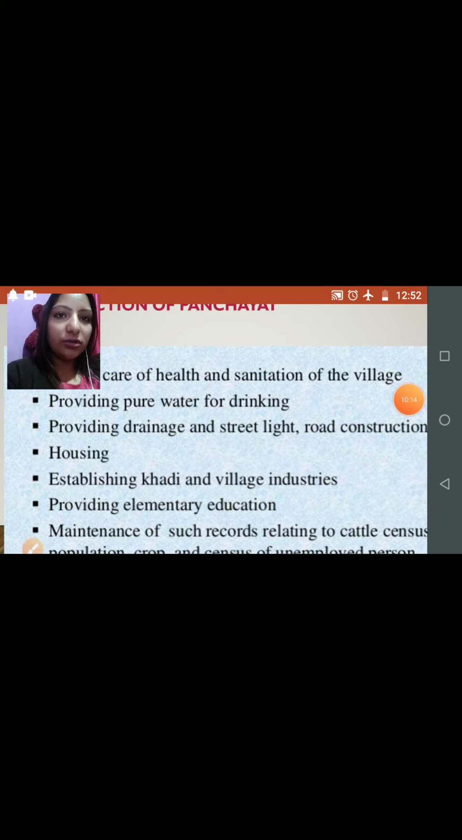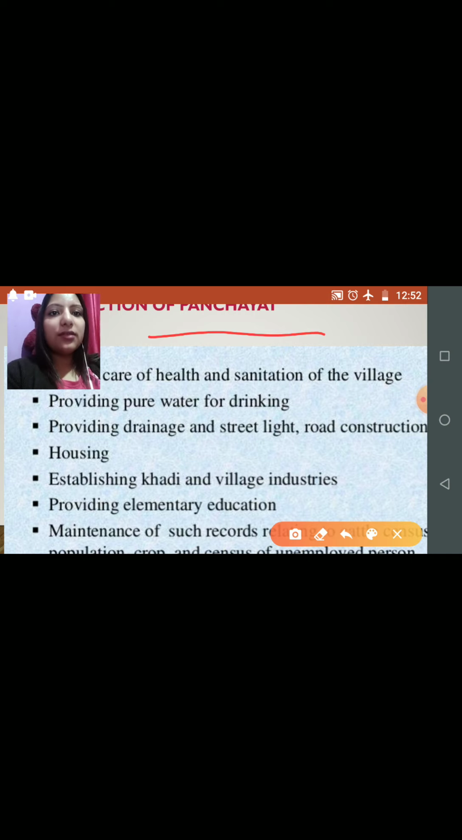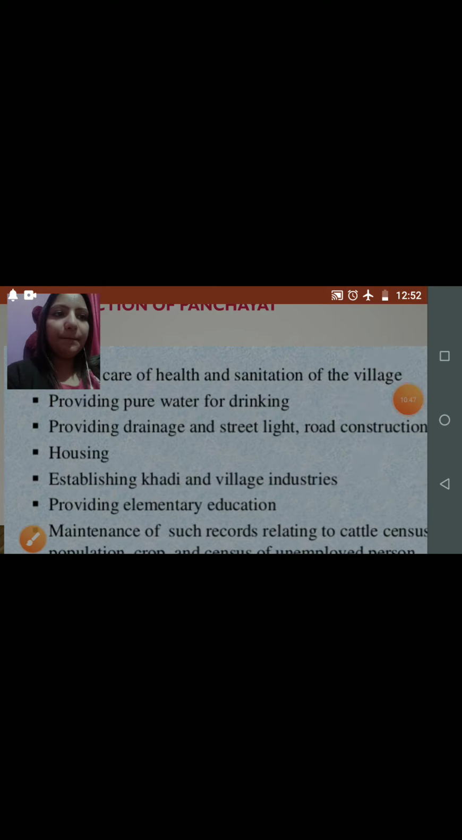So in total we can say that the village panchayat is responsible for the welfare of the people of that particular village. It looks after the welfare of the weaker sections of society in the village. So in a nutshell, the function of the panchayat is to maintain the welfare of the people at the village level.